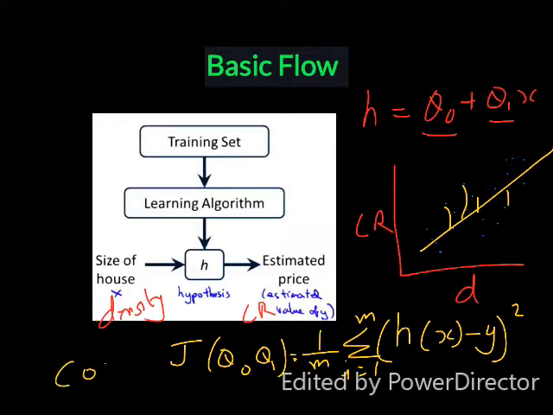So J is the cost function, and this is the equation, and here we will add a constant 2, so that later when we take the gradient of this term, the exponent 2 will be cancelled off by this constant. Okay, now we will see how we will find out the minimum value of the loss function.